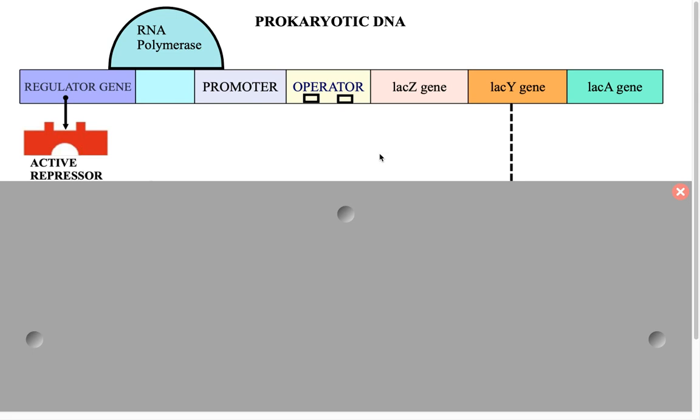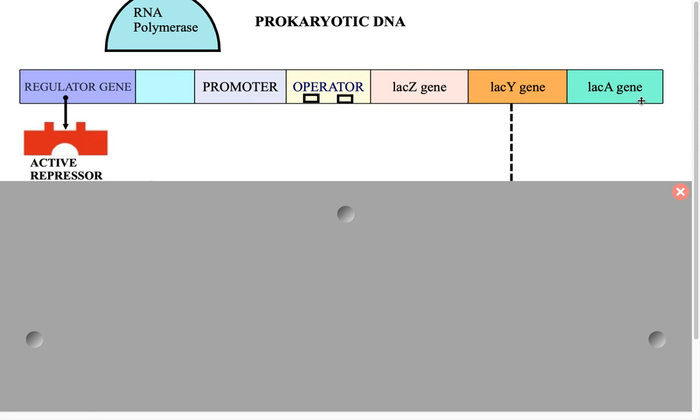For example, what you're looking at here is the lac operon. Not the RNA polymerase, not the active repressor, just this whole segment here. It's going to start with a regulatory gene, then we're going to go into the promoter region, we're going to talk about the operator, and then at the end, we're going to talk about each of the individual genes.